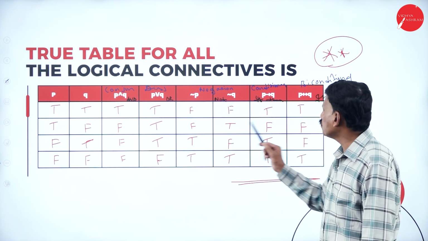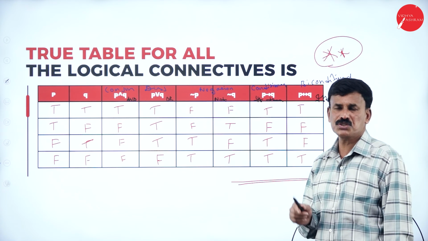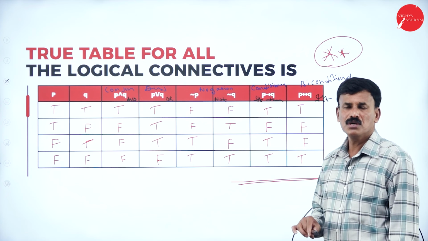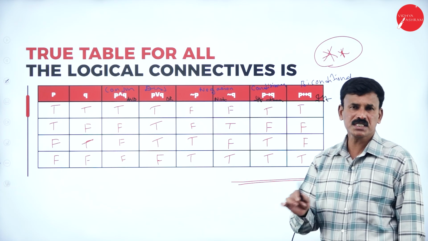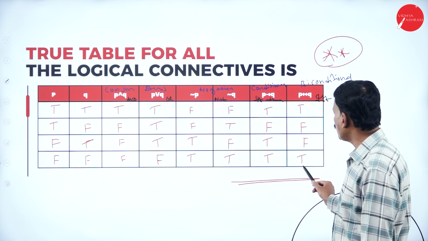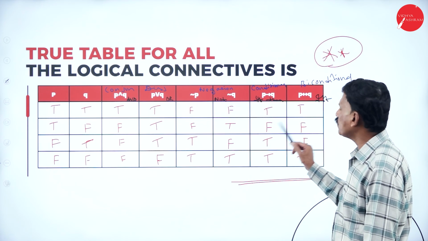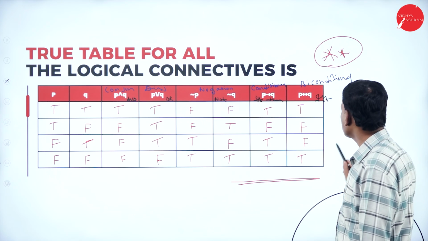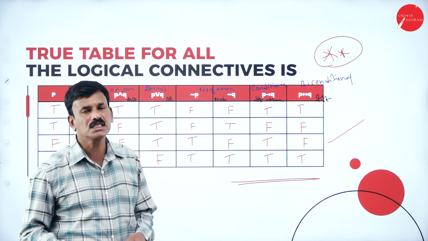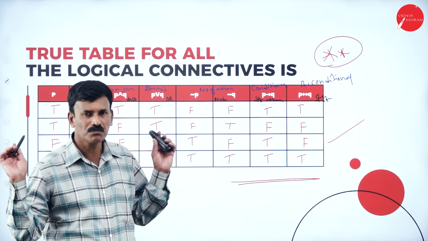For conditional, only true and false is false. If the first statement is true and the second statement is false, then only it is false. In all other cases, it is true. Whereas for biconditional, if both the statements are true or both false, then only it is true. So true and true is true, false and false is true, true and false is false, false and true is also false. This is how we are going to write the truth table for conjunction, disjunction, negation, conditional and biconditional.